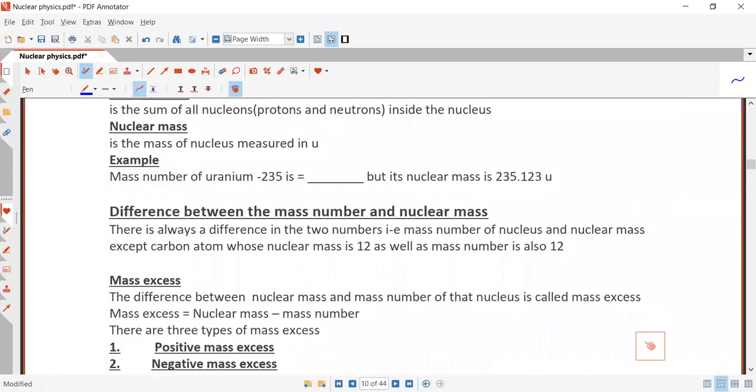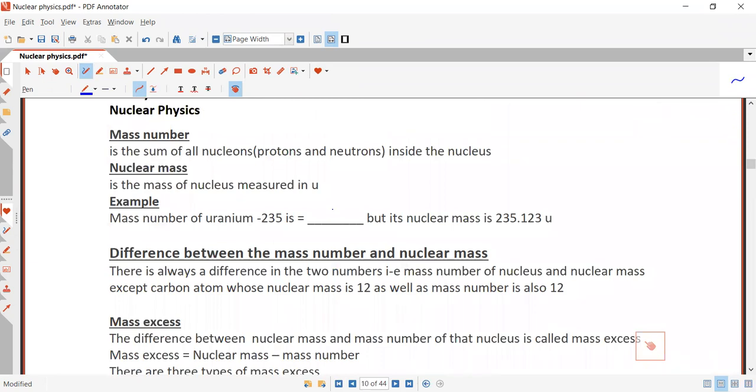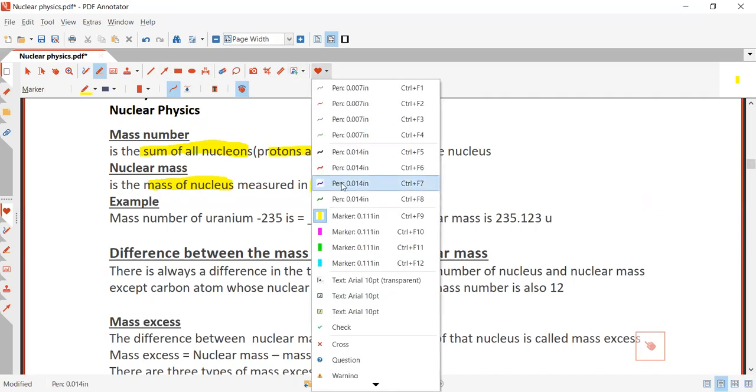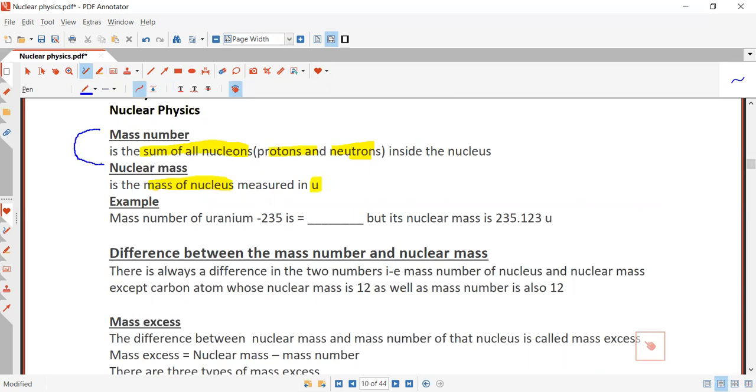Okay, so next is this. Yes, we know the mass number. What is a mass number? We have been studying it since our O levels, right? So mass number is the sum of all nucleons, the protons and neutrons all together, inside the nucleus, definitely. And what is nuclear mass? It is the mass of the nucleus, and it is definitely measured in U. So these two things are entirely different, mass number and nuclear mass.